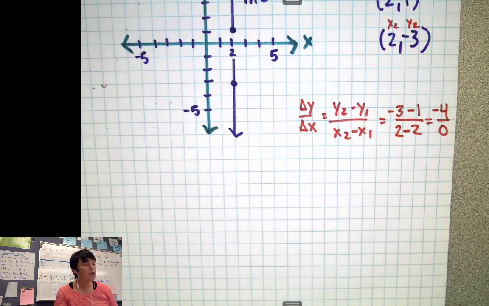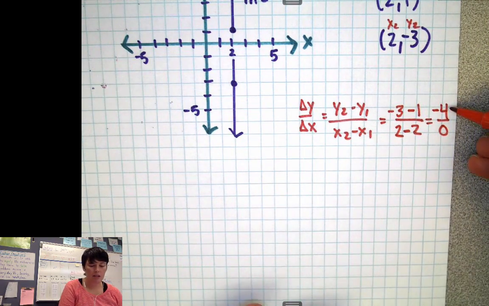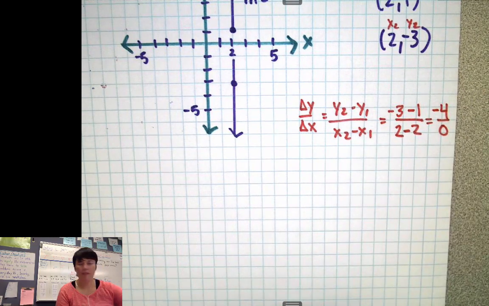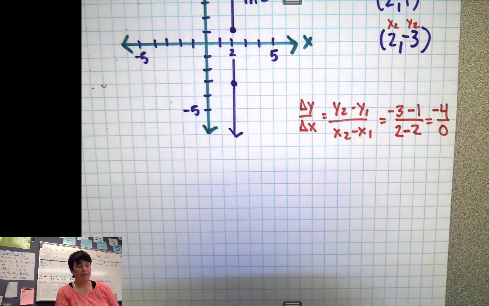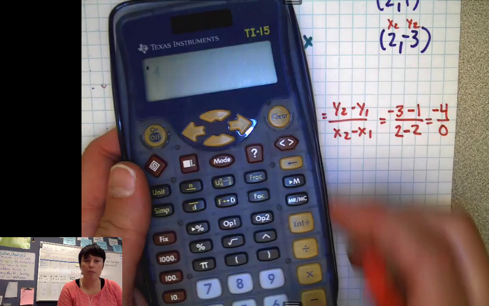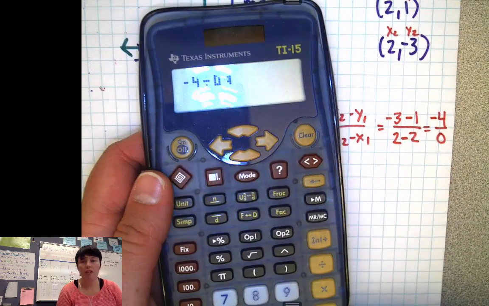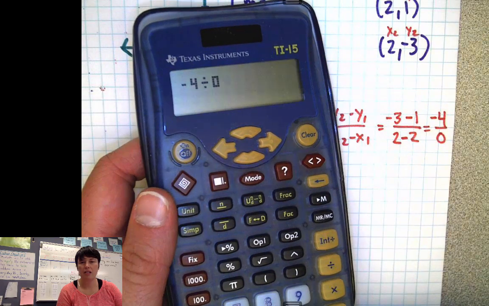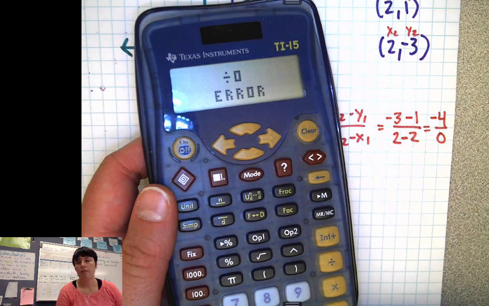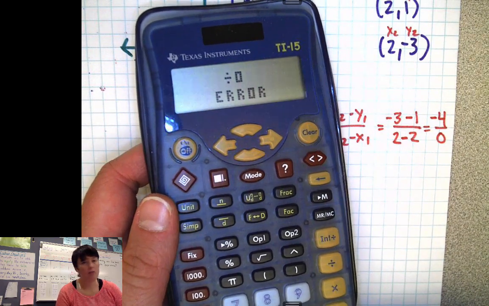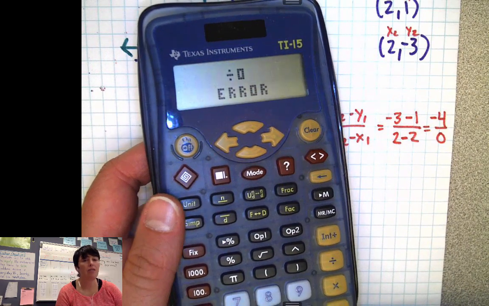Now, have you ever tried to put something divided by 0 in your calculator? Calculators kind of freak out when you do this. Let me show you. I'm going to put in negative 4, and I'm going to divide it by 0 and see what my calculator says. Hopefully you guys can see it. Error. My calculator freaks out. Now your calculator, no matter what brand or type you have, is going to do the same thing.